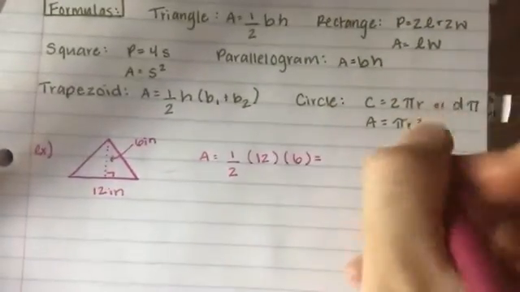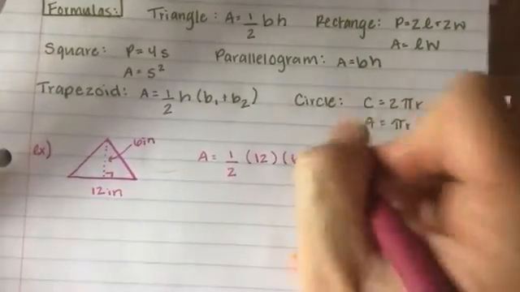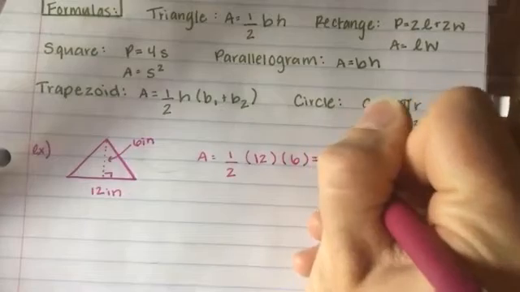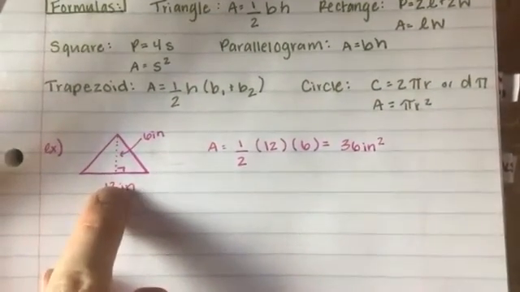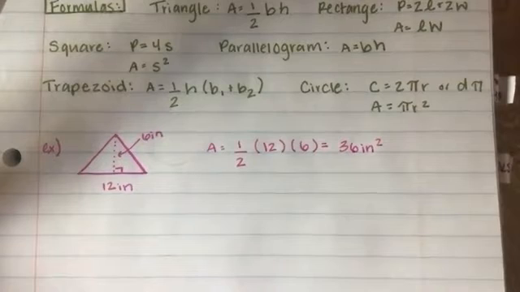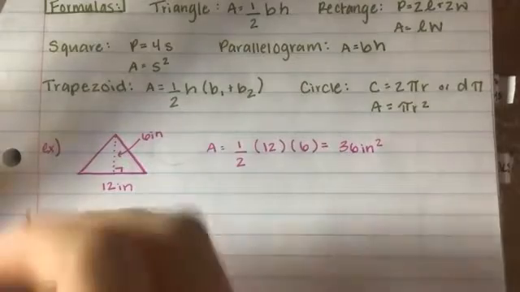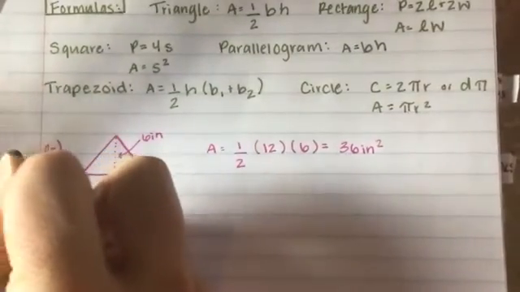1/2 times 12 is 6. 6 times 6 is 36. So this is 36 inches squared. So again, the key thing to finding height is it's perpendicular, or 90 degrees, to the base, and then it goes to the next vertex, or the vertex above. Now that gets a little different when we look at triangles that look like this.